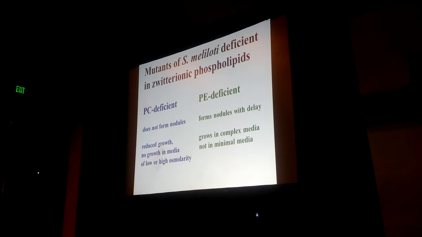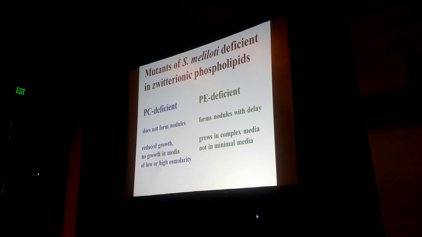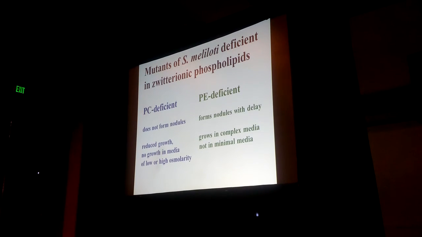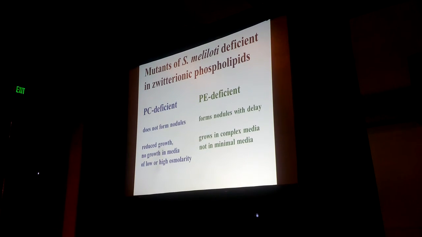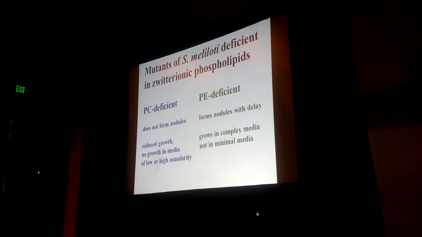A phenotypic characterization of those mutants indicates that the phosphatidylcholine deficient mutant really cannot make any nodules. But it has a pleiotropic phenotype. It shows reduced growth, no growth in media of high or low osmolarity. In contrast, the PE deficient mutant forms nodules with delay, grows in complex media but not in minimal media.